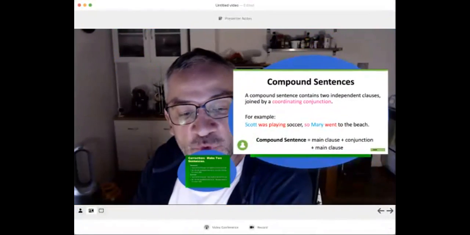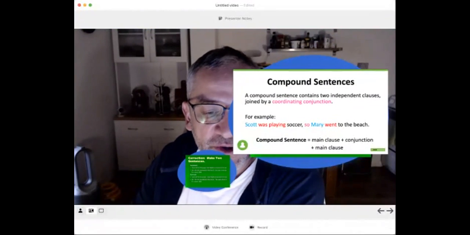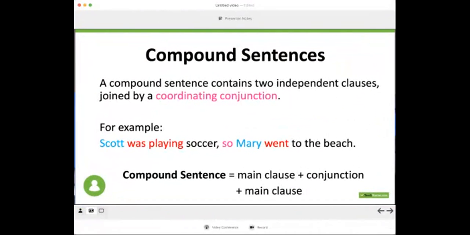So now we're going to move into compound sentences. A lot of you already know how to do this. It's just a review, but we need to reinforce it. And all of us pretty much know how to do this. It's just that we forget while we're writing.